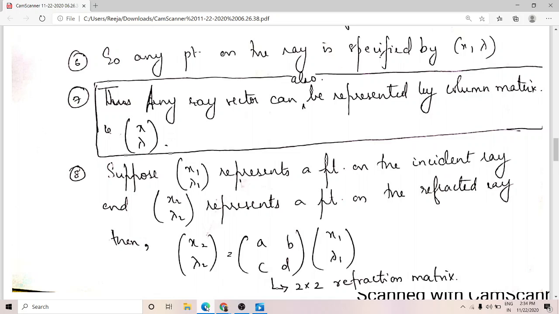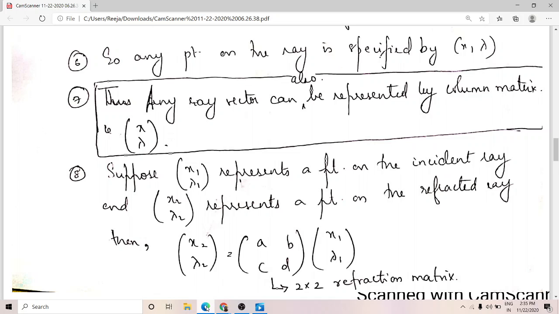Okay. So what you have to do now is, if you are given the designation or the coordinates of the incident ray, then you must have the refraction matrix with you to find out the designation of the final ray vector. Similarly, if you are given the position of the initial point or some point on your incident ray, then how will you get the final position after translation? How will you get x2 lambda 2? For that, you must know the translation matrix which must act on x1 lambda 1.